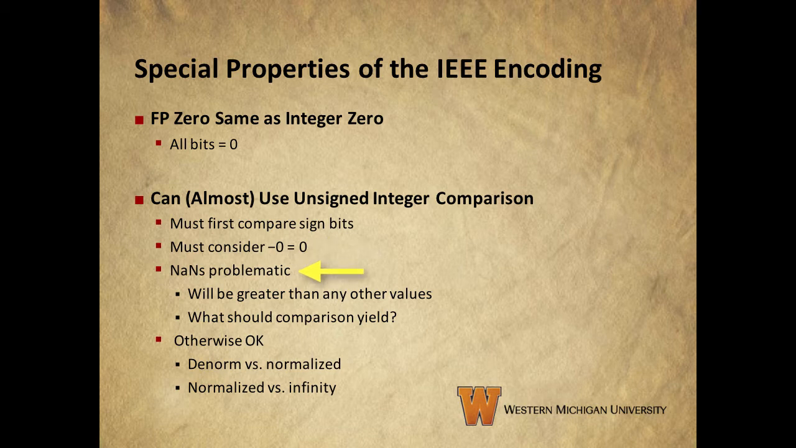Now on to the not a numbers. They will be greater than any other values, but how should we compare a number with something that is not a number? Keep in mind that not a numbers are not numerically defined, so the IEEE standard states that not a numbers will compare unordered with everything including themselves. This means that any comparison with a not a number will return false, including comparing not a number with itself. So keep in mind that when coding, not a number does not equal not a number. Other than that, we're fine. Denormalized versus normalized versus infinite values will compare as expected.